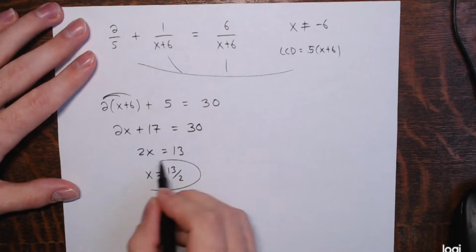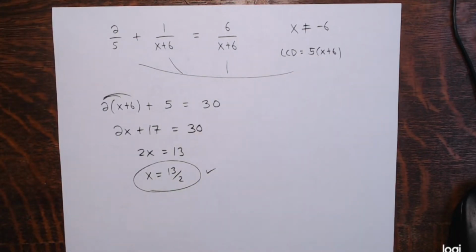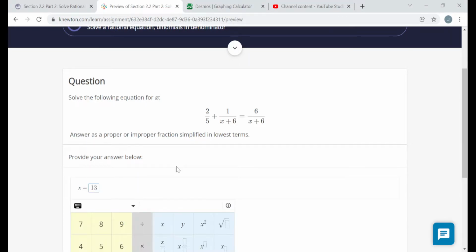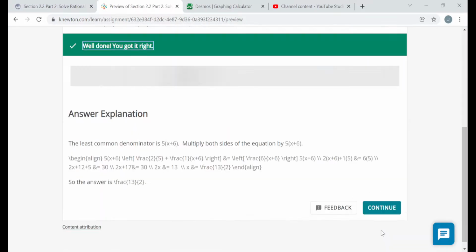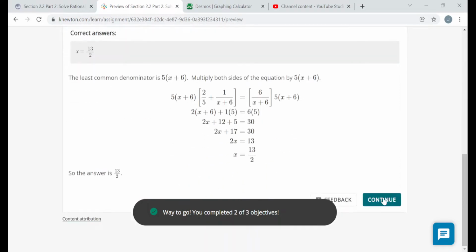There you go, that should work. And that's not 6, or negative 6. That's actually positive 6.5. And that should work. All right. And I leave it to you to actually check it, but that should be good. So x equals 13 halves. Great. All right, now that objective's done.